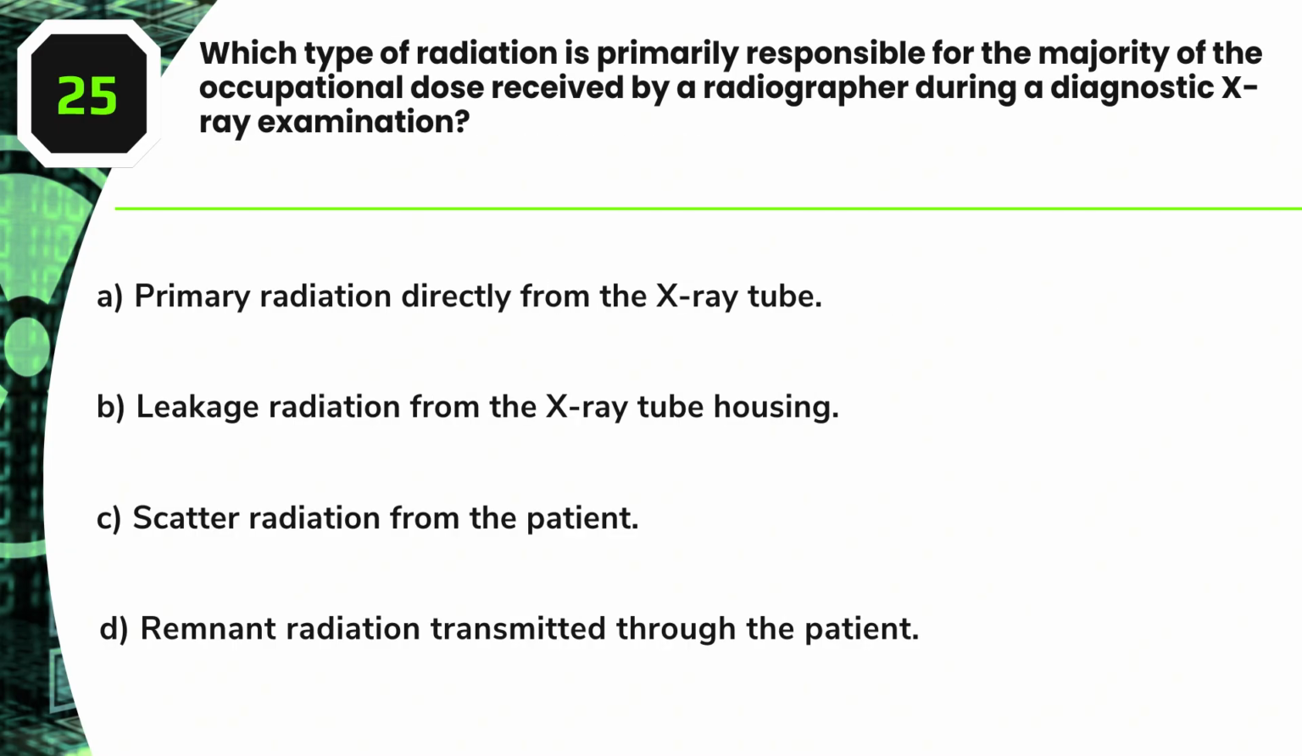Question 25. Which type of radiation is primarily responsible for the majority of the occupational dose received by a radiographer during a diagnostic X-ray examination? A. Primary radiation directly from the X-ray tube. B. Leakage radiation from the X-ray tube housing. C. Scatter radiation from the patient. D. Remnant radiation transmitted through the patient.